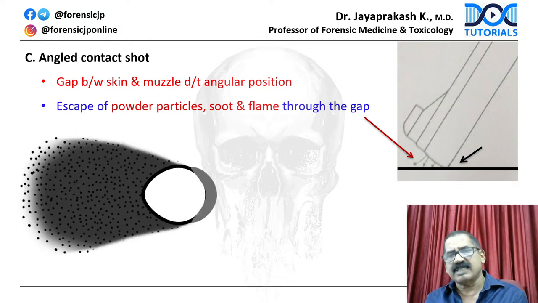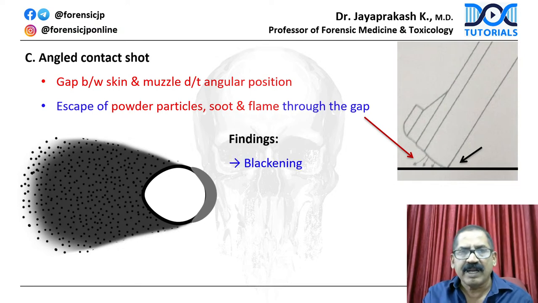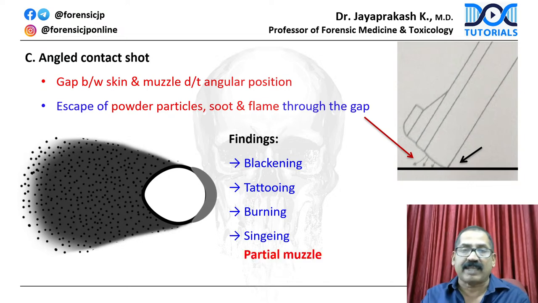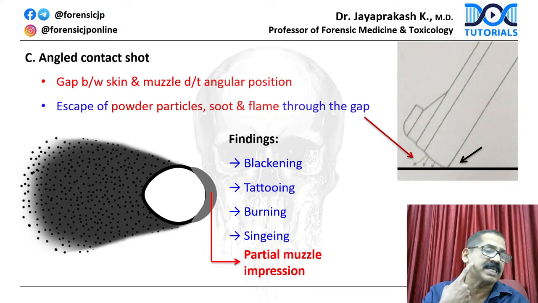Now you can see the wound of entry may be ovoid in shape. Along with that, even the spreading of the blackening and tattooing, you can see in an ovoid shape. You can see the blackening as you see in the picture, you can see the tattooing, you can see the burning, you can see the singeing, not in this picture of course. And partial muzzle impression, because one side of the muzzle is touching the skin, it may give rise to a partial muzzle impression.